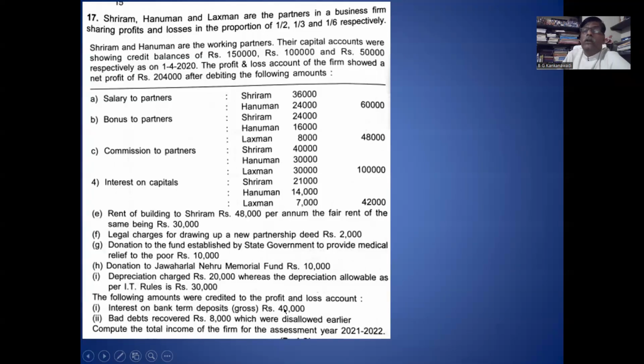Then the following are credited to the P&L account. Interest on bank deposit 40,000 is not related to business. It comes under less. Bad debt recovered 8,000 which was disallowed. It comes under less item. Under less, three items come. First, additional depreciation. Second, interest on deposit. Third, bad debt.